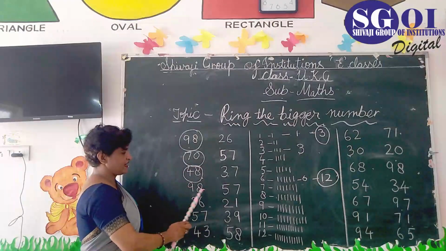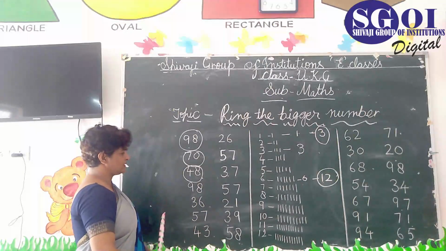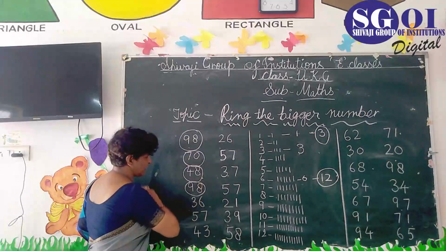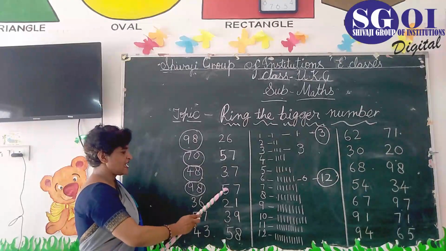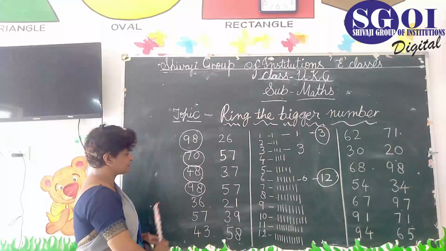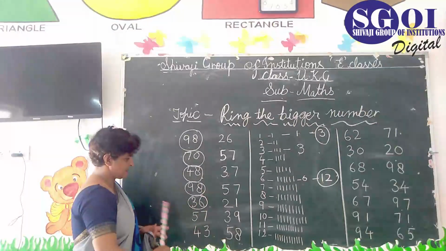This is 98 and 57. Which one is bigger? 98 is bigger now, so we will circle number 98. Okay, this is 36 and 21. Which one is bigger? 36 is bigger now, so we will circle number 36.